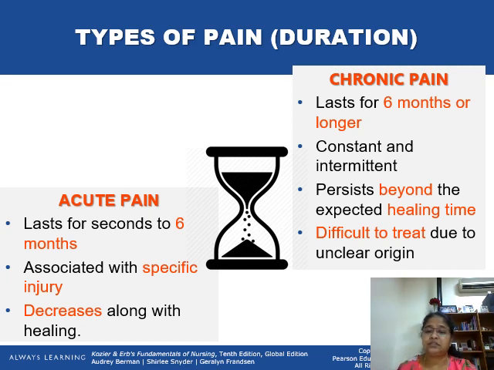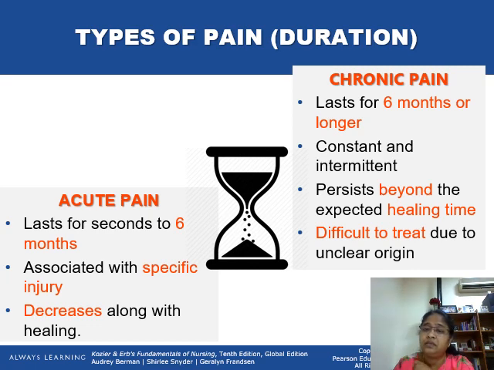Acute pain is pain which happens suddenly. Within seconds it comes, and it can last even for weeks or months, up to 6 months. It is associated with a specific injury, some cut, some wound, or some fracture. And it decreases along with the healing. As healing is occurring, the pain also decreases.